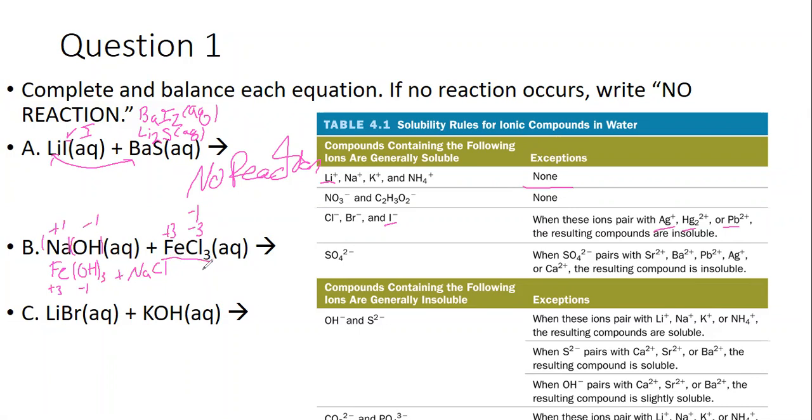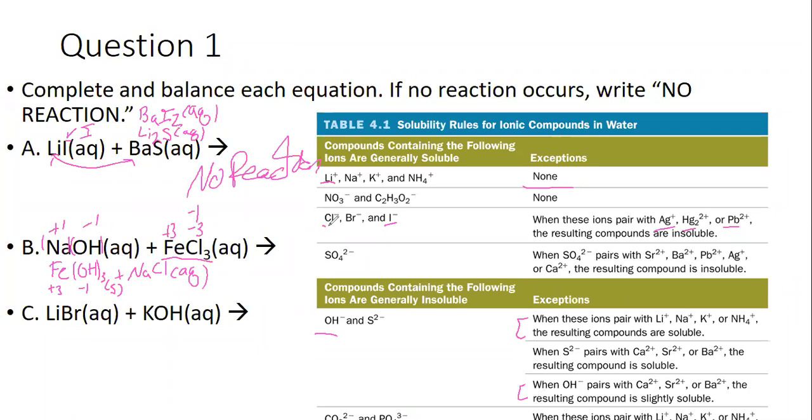All right, let's see if we make a solid. So OH is generally insoluble except paired with these and these. So none of those are iron. So iron is going to be a solid. So that's FeOH3 solid plus NaCl aqueous. Cl is soluble except paired with silver, mercury, or lead.